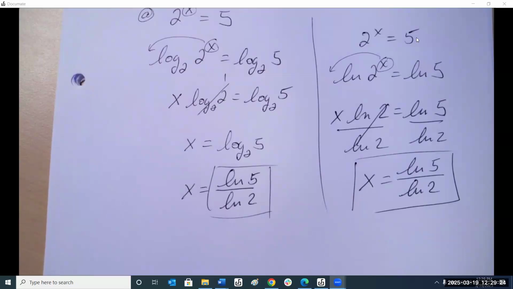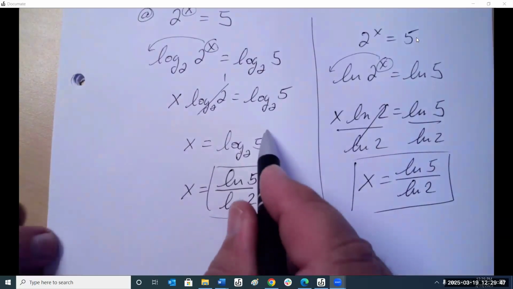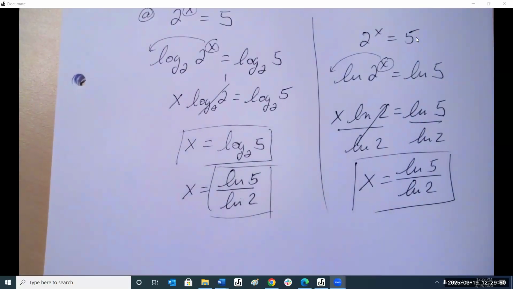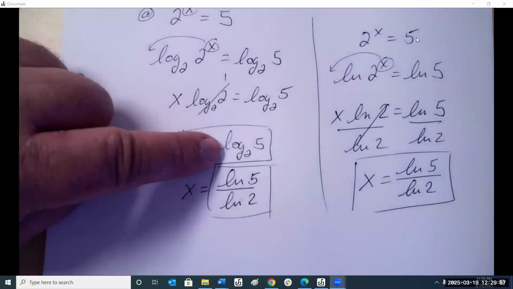I got all the way to x equals ln 5 over ln 2. Now, if you got that far, well, that's not bad. That is a true answer. But if it asked for a specific answer, you couldn't go any further. So this is a good answer. I think the computer will take that. But if you want to know the exact decimal answer, if it says put your answer as a decimal, you can't do it with this.